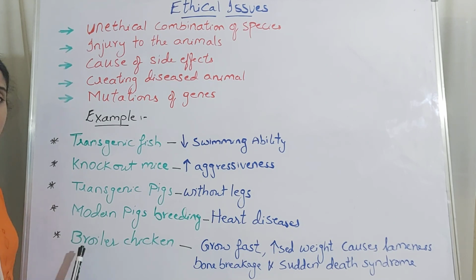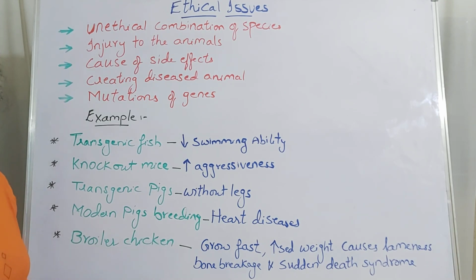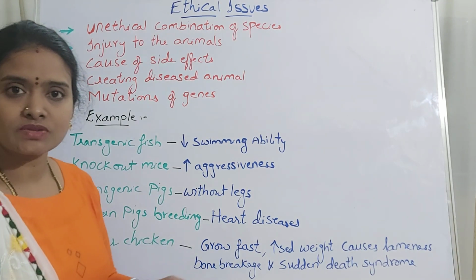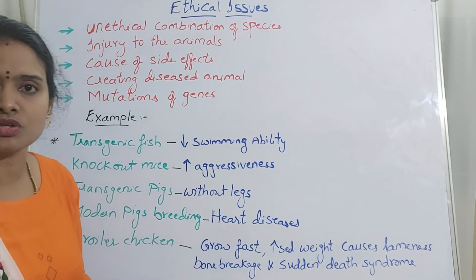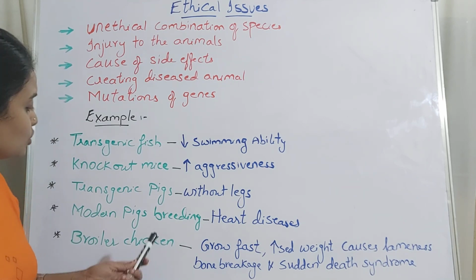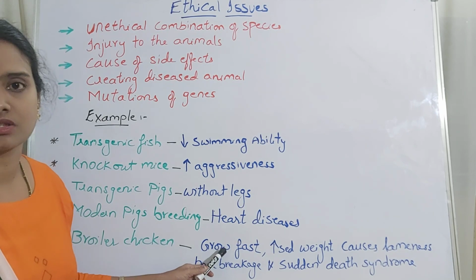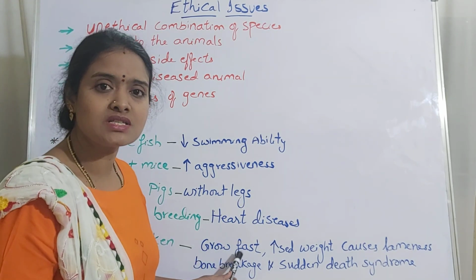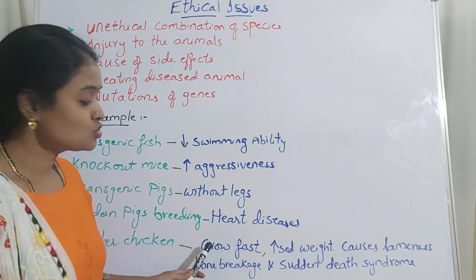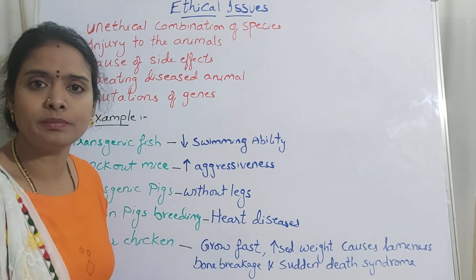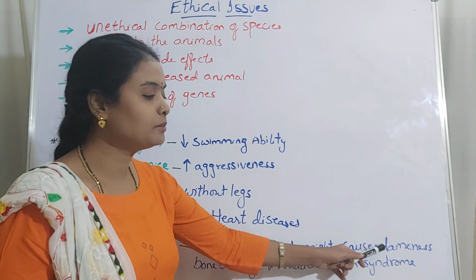The last one is the broiler chicken. So in the broiler chicken also, mainly they want more eggs to be produced. So superovulation, right? And for the sake of meat, again the growth hormones are injected into them. So due to the increased growth hormone, the chickens are growing at a very fast rate, right? So within 1 or 2 months, they are attaining a full-fledged adult size, right? Because of this fast growth, the meat would be tender, right? But the increased weight is causing lameness, okay?